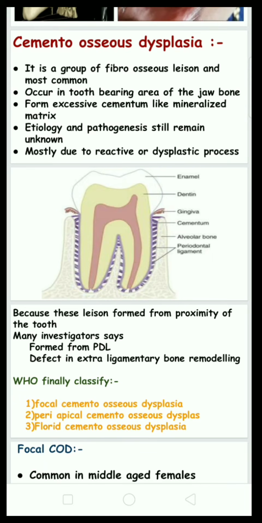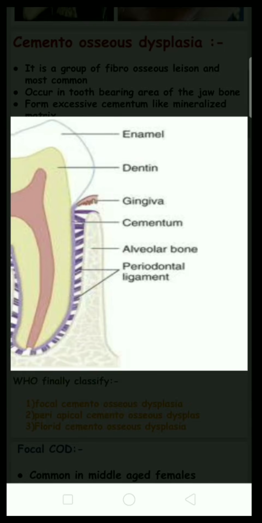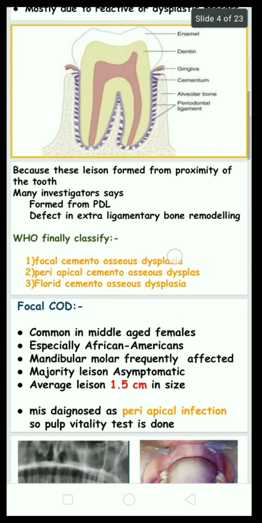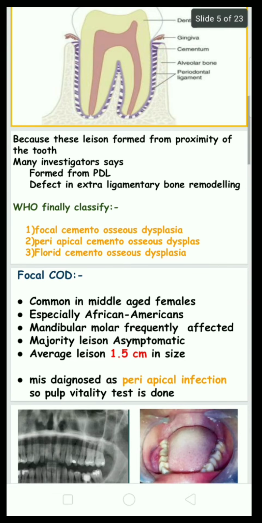Some investigators say these lesions develop from the periodontal ligament. The periodontal ligament gets mineralized and forms cemental-like materials that lead to cemento-osseous dysplasia. Finally, the World Health Organization concluded that it is divided into three classifications: focal cemento-osseous dysplasia, periapical cemento-osseous dysplasia, and florid cemento-osseous dysplasia.